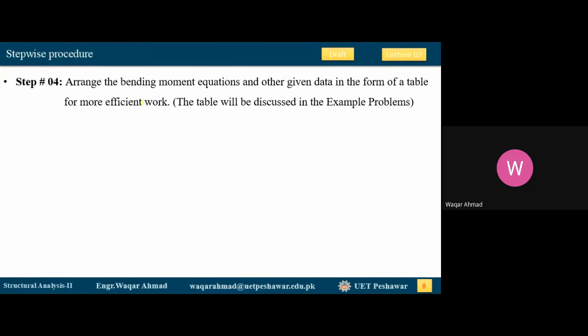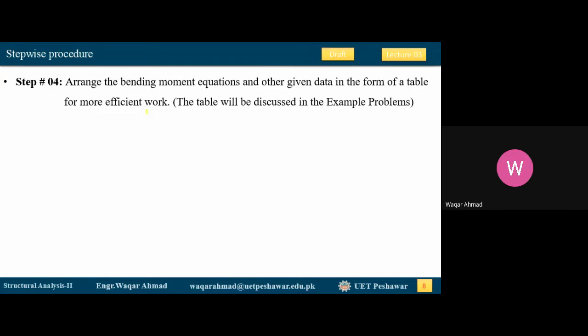So in order to avoid the chances of error by going back and seeing the values of small m for each member, if you write all of them in the form of a table, and the rest of the data also in a table, it will be easier for you to then apply the unit load method in order to find the deformations.